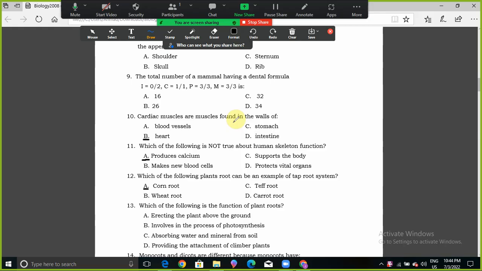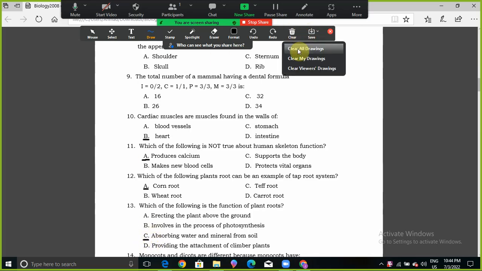Now question number 13 says, which of the following is the function of plant roots? Erecting the plant above the ground, involving the process of photosynthesis, absorbing water and minerals from soil, or providing attachment of climber plants. The answer is C, absorbing water and minerals from soil. Why? Because the functions of plant roots are absorption of water and minerals from the surroundings, attaching the plant to the ground and structures, supporting the plant, conducting absorbed water and minerals to the above-ground parts of the plant, and also food storage. So the correct answer for question number 13 is C.